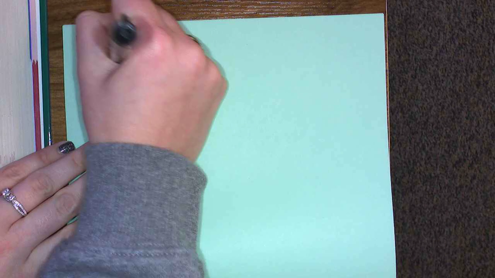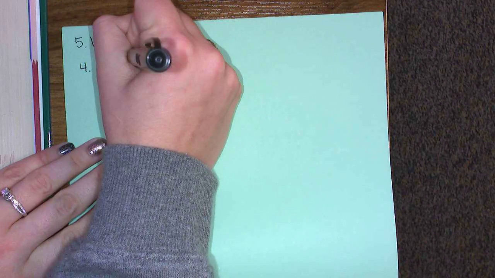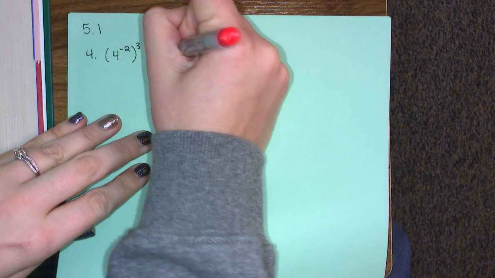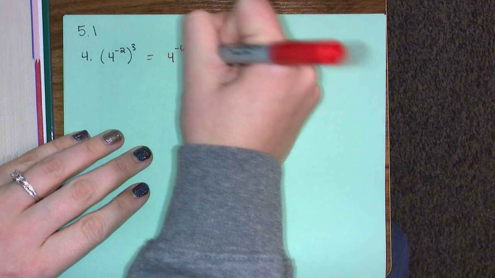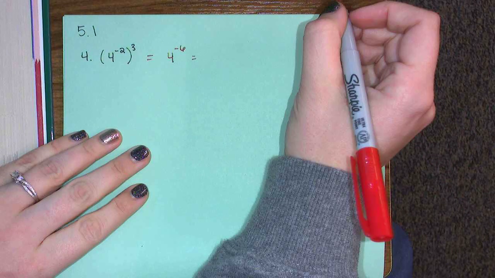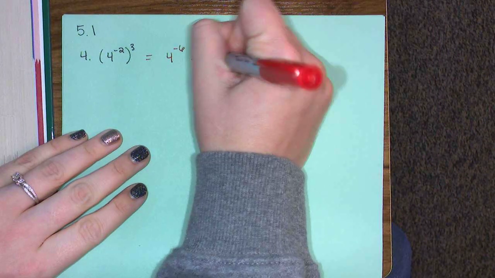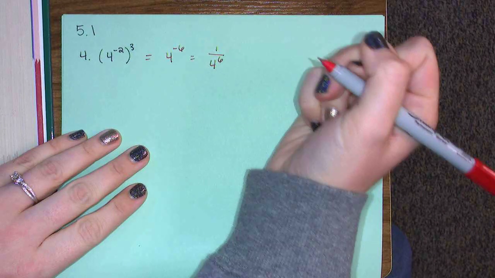Alright, so 4 raised to the negative 2 cubed. So based on the rules, what do I have going on here? Okay, meaning what? Okay, multiply the powers, which gives me 4 to the negative 6, and what does that mean? Yep, so 1 over 4 to the 6.